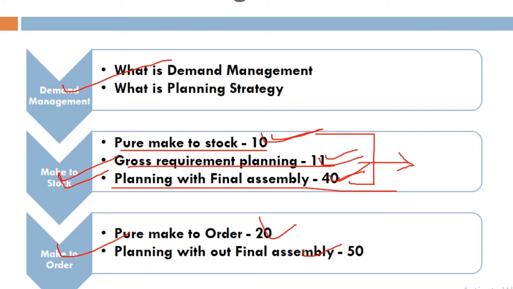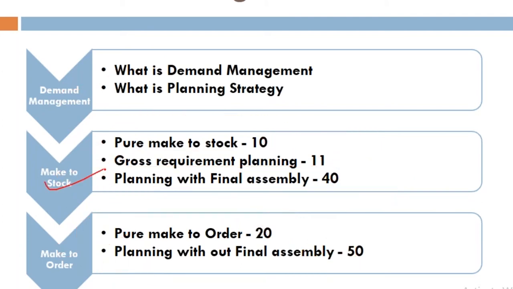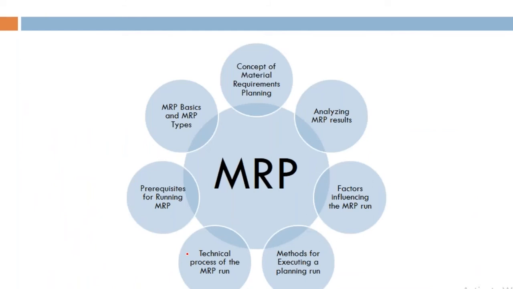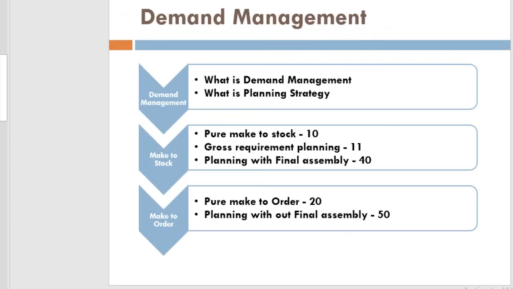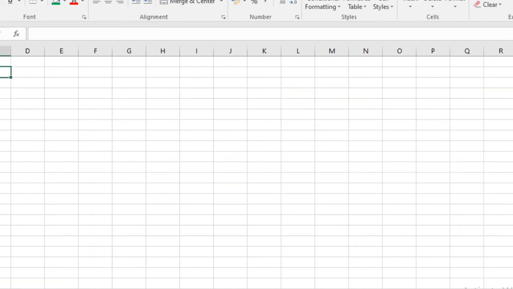Okay, how make to stock works, how make to order works, what are the planning strategies in make to stock. We will execute all these planning strategies in the system. What is the difference between these planning strategies? As a consultant, which planning strategy you need to propose to your client, based on what scenarios? Okay, all those things we will discuss. We will execute all these planning strategies in the system. So make to stock and make to order.